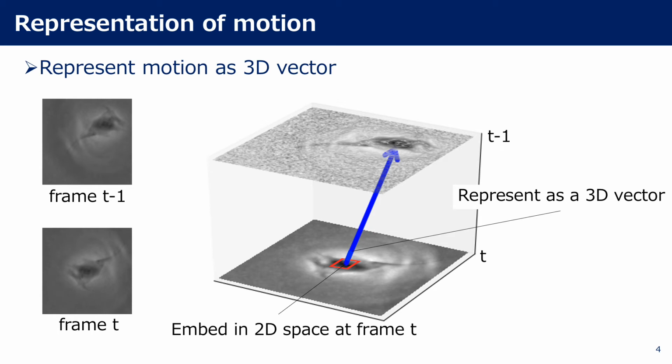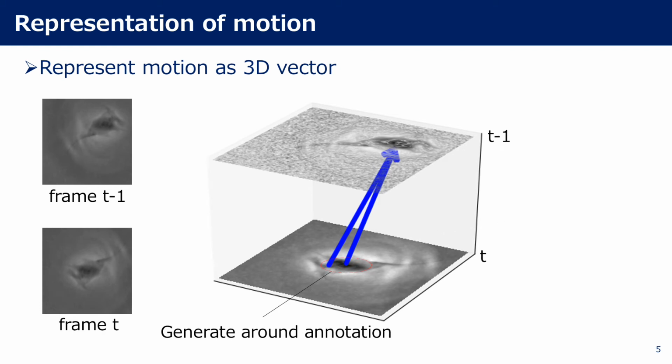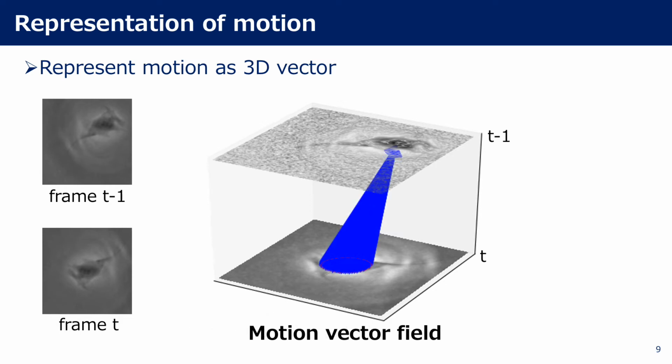Therefore, as in this arrow, the motion is represented by a 3D vector from frame T to T-1 and embedded on the pixel of frame T. And this is also embedded around the cell position at frame T. The motion vector field thus obtained is a representation of each cell motion.